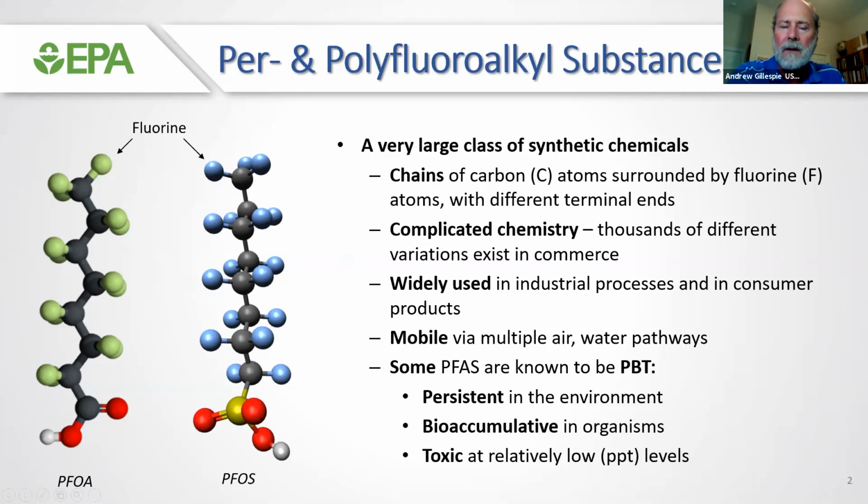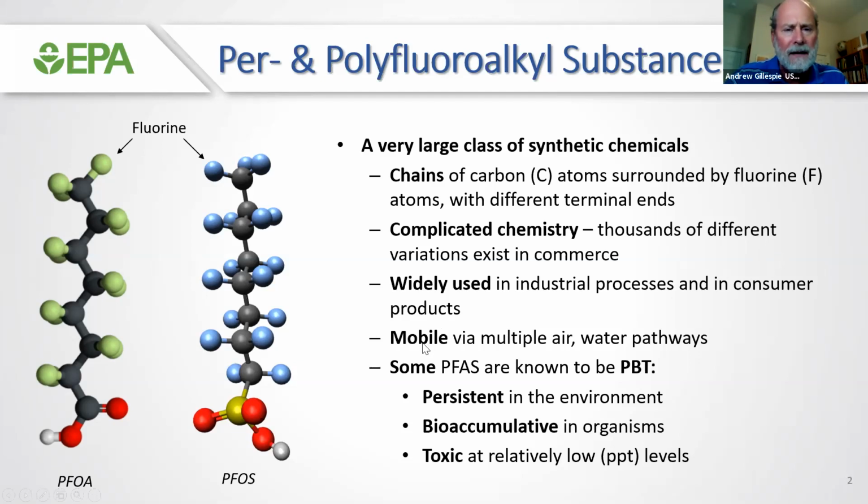And that matters because it makes a very complicated chemistry with thousands of different variations. And because of that, these can be tailored for many different uses, either in industrial processes to make things or in actual consumer products, things that people would buy and use. Some of the concerns we have about this class of chemicals is that we know that they're mobile. They can move through the air. They can move through water pathways.